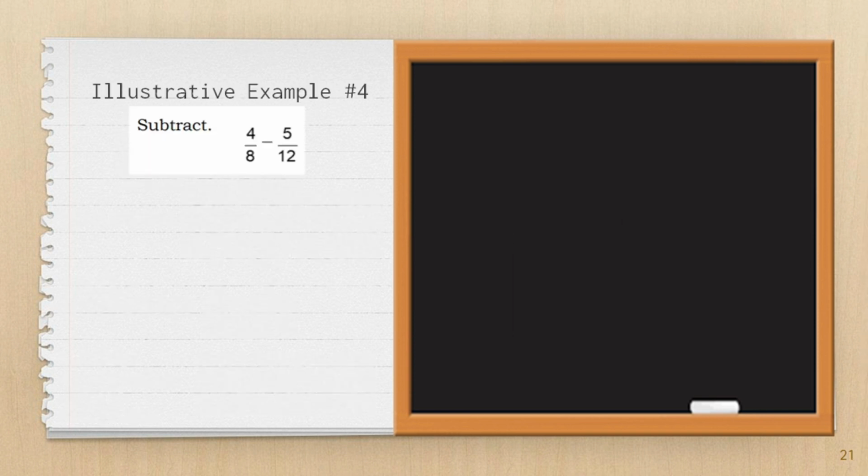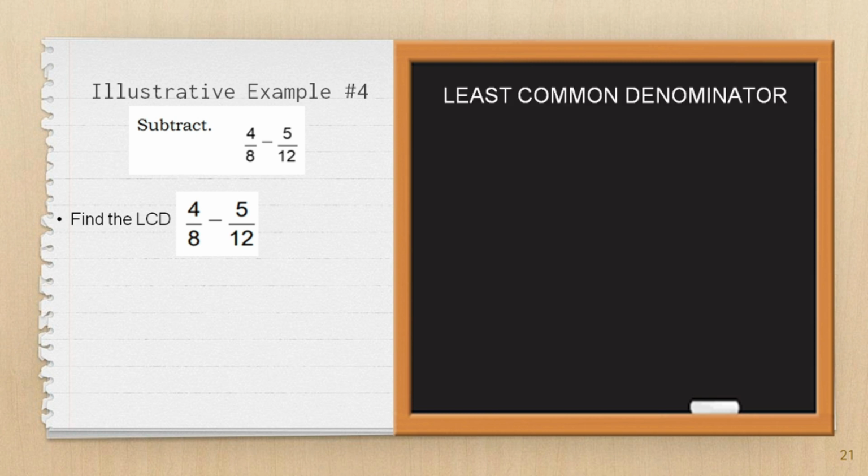Next, how about if we have subtraction? So, I have here 4 over 8 minus 5 over 12. Una natin step is to find the least common denominator. So, I have 4 over 8 minus 5 over 12. Ang denominator is 8 and 12. So, finding their least common multiple muna.